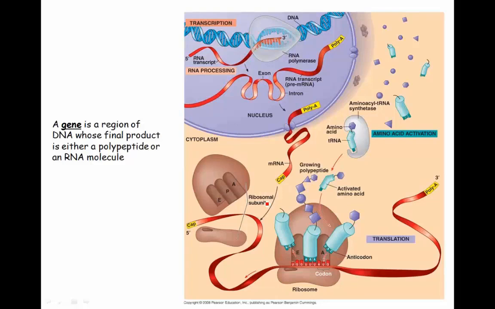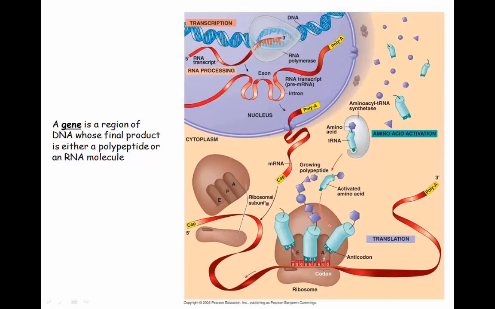Now this slide right here just summarizes really what we talked about in chapter 17 here. The DNA is in the nucleus. We've really focused on the DNA in the nucleus in this case. And that DNA contains regions, so specific nucleotide sequences that we would consider genes. The gene is a region of the DNA whose final product is going to be either a polypeptide or an RNA molecule. So if we need to make a protein or an RNA, there's going to be somewhere in the DNA that has the template for that.